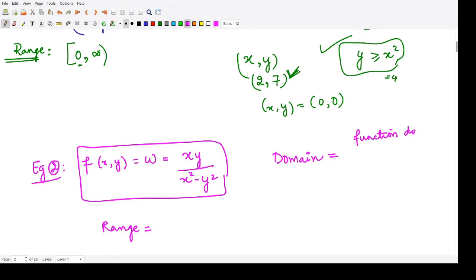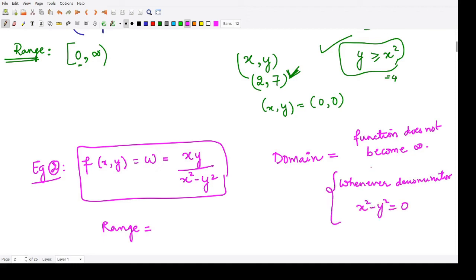infinity. So for what values will your function be infinite? Whenever your denominator is equal to 0. What is your denominator? The denominator is x squared minus y squared equal to 0. There your function becomes infinite. And what are these values? These values are x equal to plus or minus y.